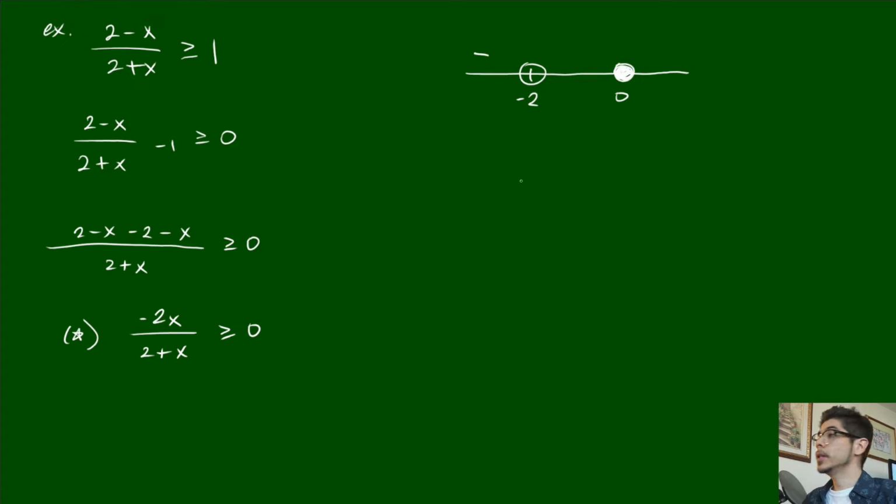If you put negative 1 into the inequality, you get a positive value, right? Because you're going to get a positive value for the numerator, and you're going to get 2 minus 1 for the denominator, which is positive.